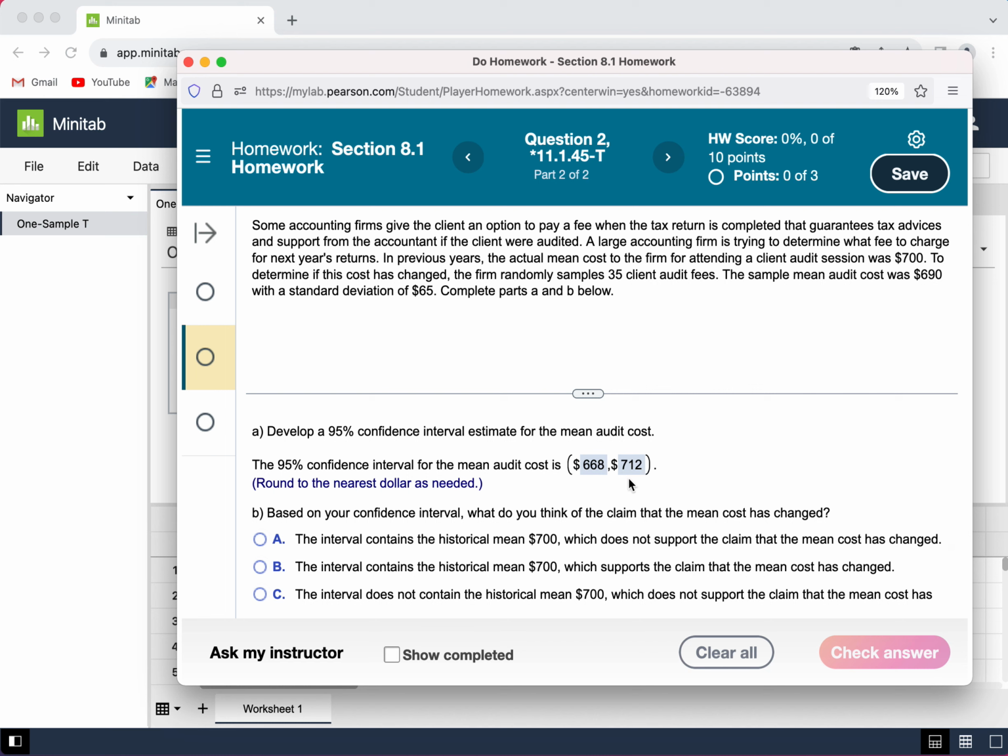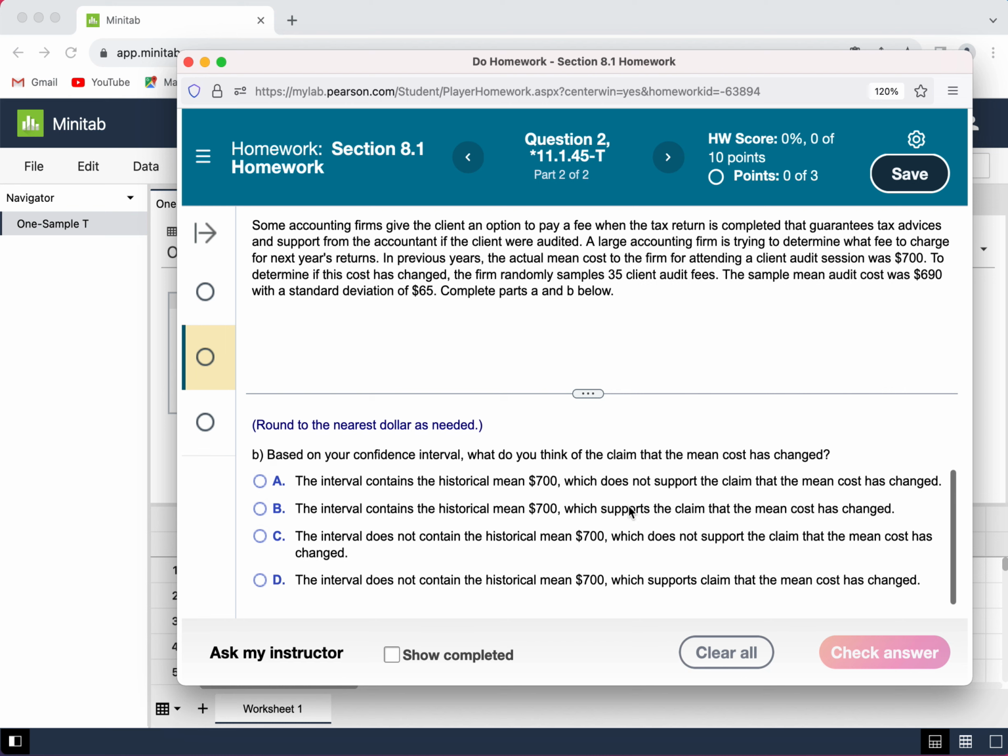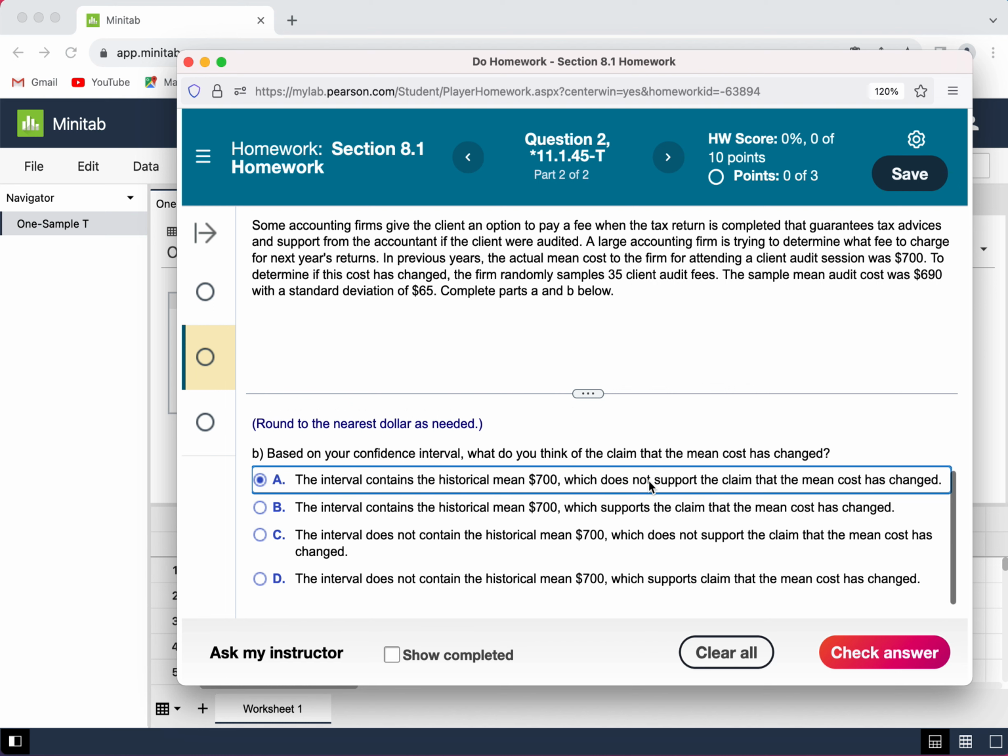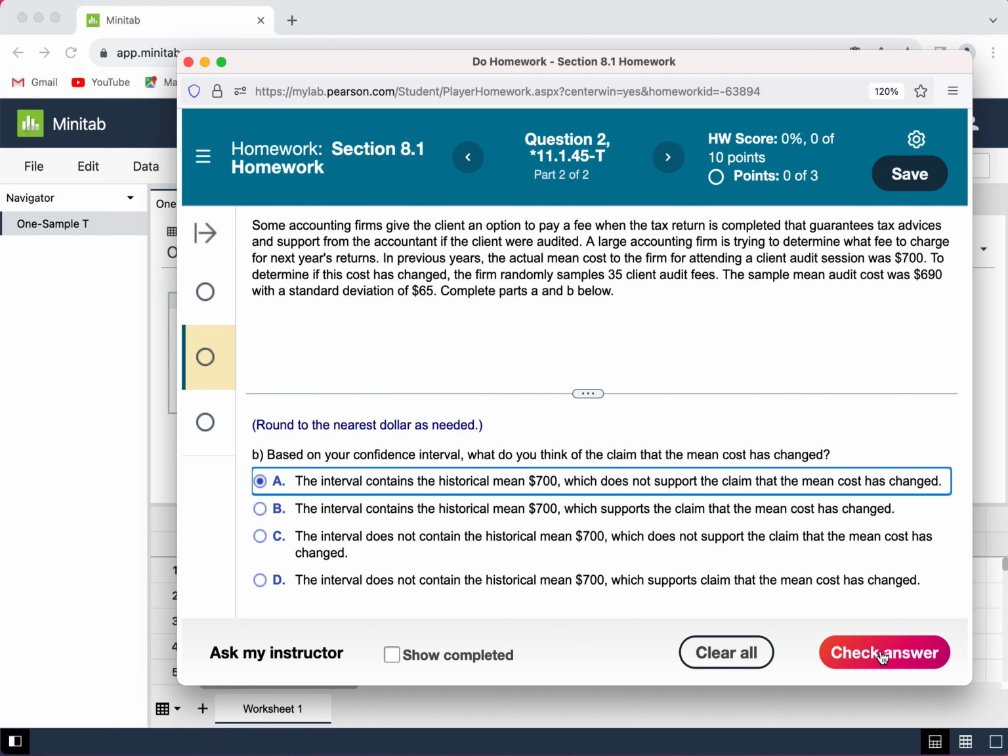It is, so what that means is that it does not support the claim that the mean has changed, because we think that if the interval contains the mean of 700, then that means that the mean could be 700 and that we do not have evidence that the mean is different from 700. So answer choice A is going to be my answer choice there.